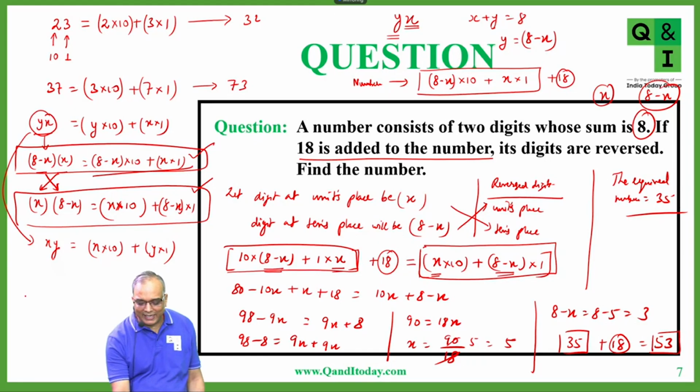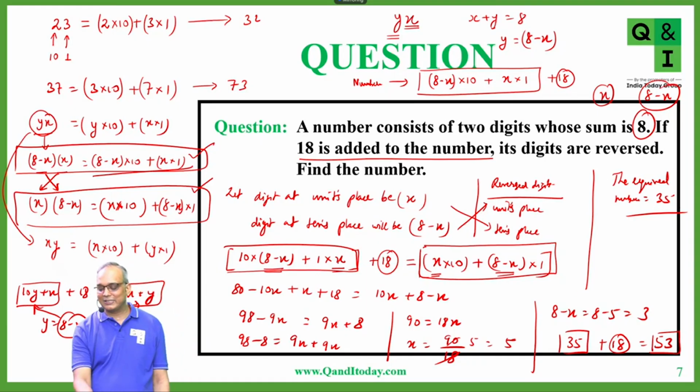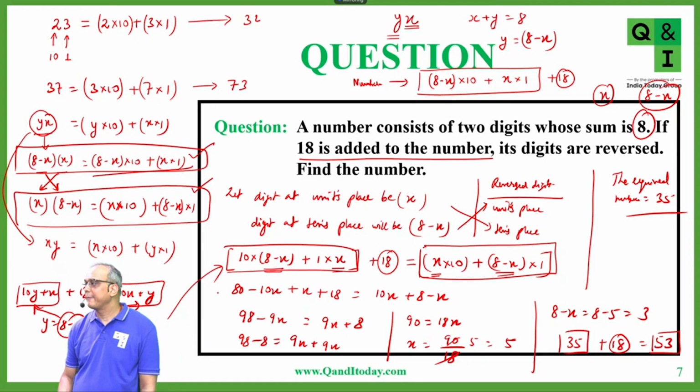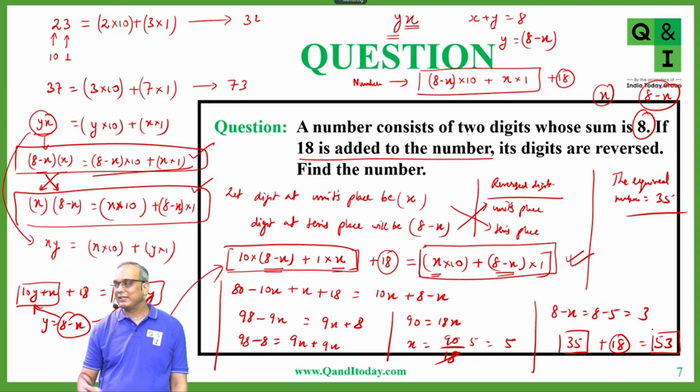Means if I have a number yx, I'll write it as 10y plus x plus 18. This is my original number. This is equal to 10x plus y. And after that, because y is equal to 8 minus x, I'm going to plug in the value of 8 minus x at both the places. So then you will get this equation, which is here. You can do it with two variables, but you will have to substitute that value. And then after you have got this equation, it is nothing but solving this equation, which we have done later on.